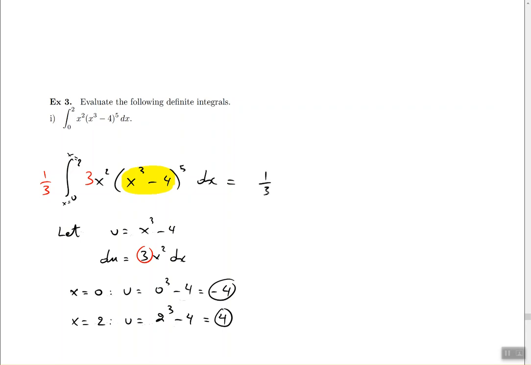So my problem becomes 1/3. Instead of 0 and 2, we're going to have the new numbers. Instead of 0, we're going to have negative 4, because the negative 4 replaces the 0 because of what we said there. And we also said that when x is 2, the u is going to be 4. So we're going to put a 4 right there in the upper bound. And now the 3x squared and the dx together, that's going to be my du. So we're going to grab them all together and write down du in their place.